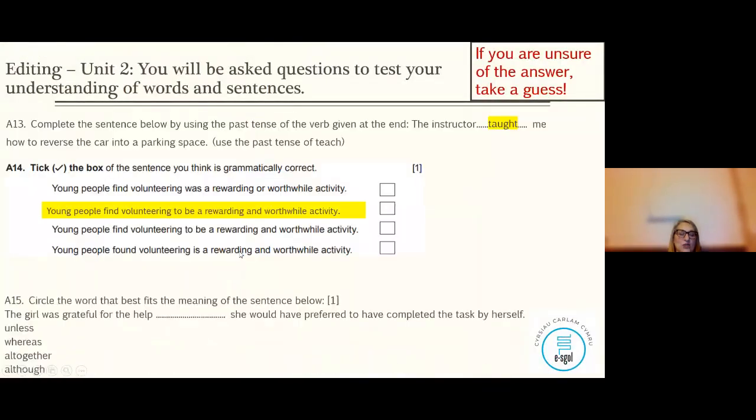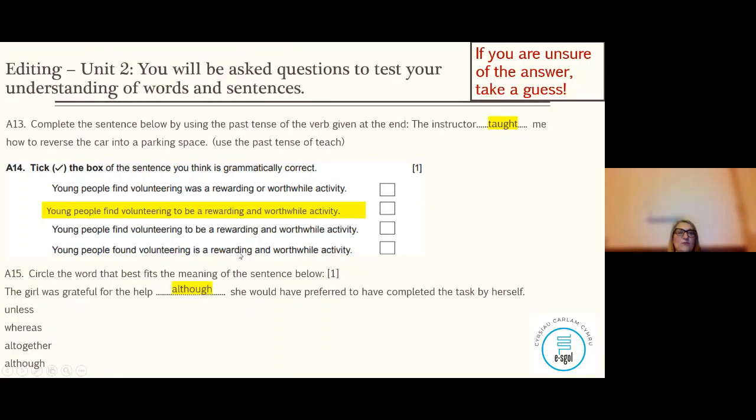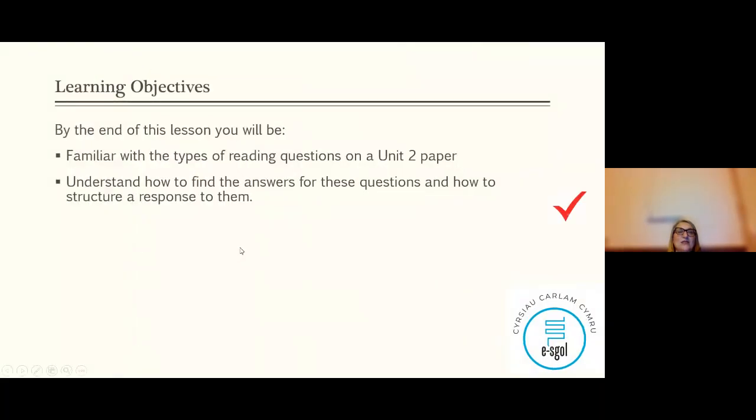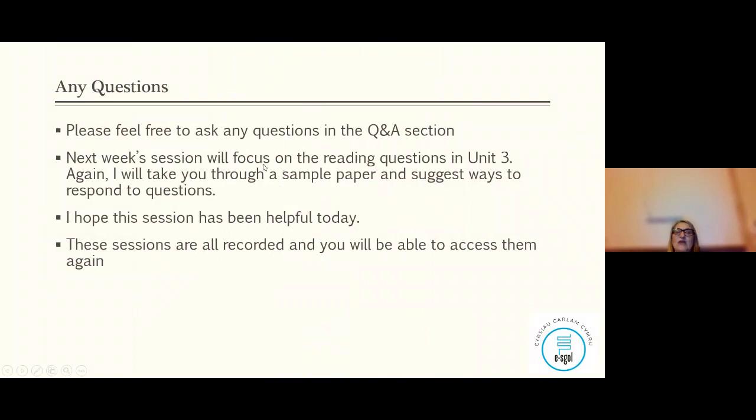Okay, so I'm just going to tie up now then. So hopefully, I'll have gone through everything that you need. So you're hopefully familiar with the types of reading questions on a Unit 2 paper. You understand how to find the answers for these questions and how to structure a response to them. Okay, so feel free to ask any questions in the Q&A section. Next week's session will focus on the reading questions in Unit 3. So again, I'll take you through a sample paper and suggest ways to respond to the questions. I hope the session's been helpful today.